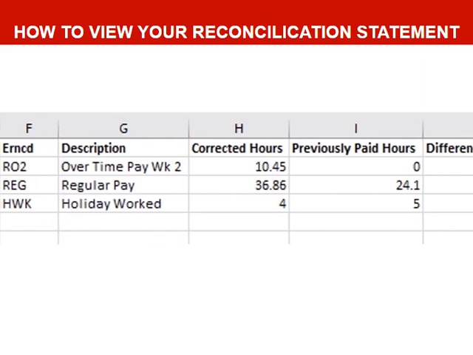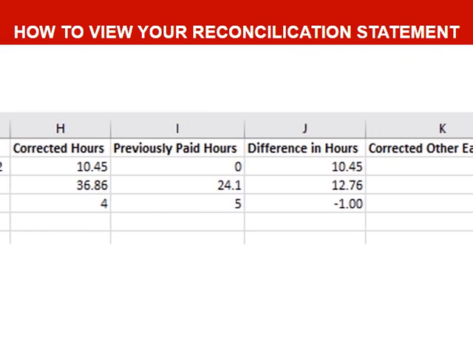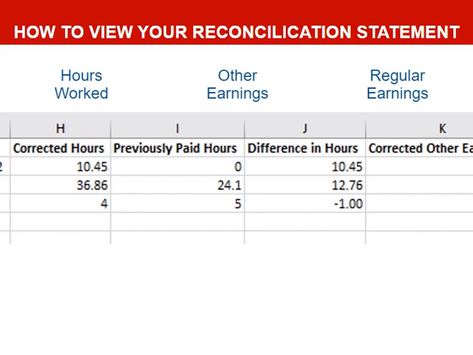Now we arrive at the calculations portion of the statement, which show the differences between what was earned and what was paid. A positive number indicates an underpayment, while a negative number indicates an overpayment. There are 3 general groups: hours worked, other earnings, and regular earnings. Other earnings includes overtime, on-call pay, shift differentials, etc. Regular earnings is strictly straight time for hours worked. Both other earnings and regular earnings are listed in dollar amounts.